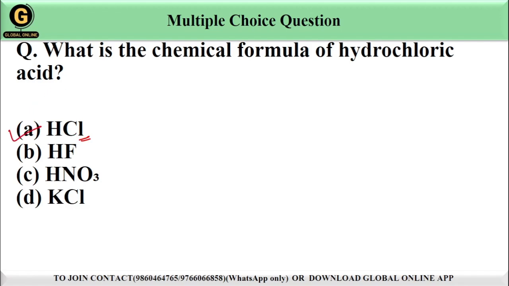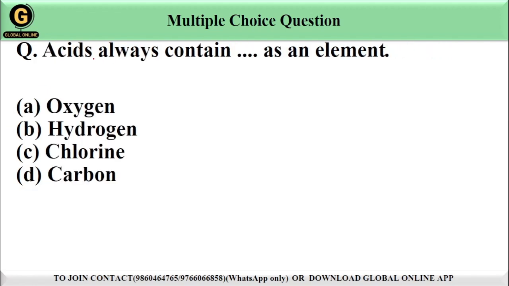Let's move on to the next question. Acid always contains dash dash as an element. Options are given: oxygen, hydrogen, chlorine and carbon. So friends, acid always contains hydrogen as an element. In an acid, hydrogen ions, that is H+, are released when it is dissolved in water. This is a defining characteristic of acids. While oxygen is often present in acids, for example sulfuric acid and nitric acid, hydrogen is the key element that makes a substance acidic. So the correct option is option B, hydrogen.